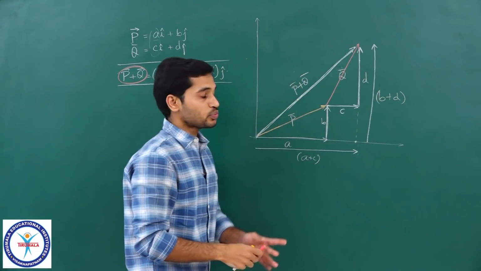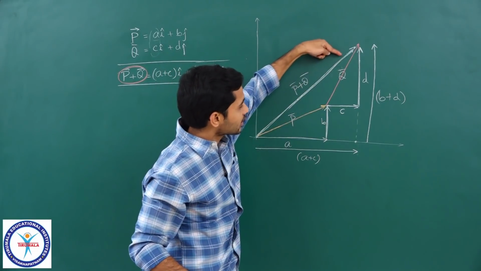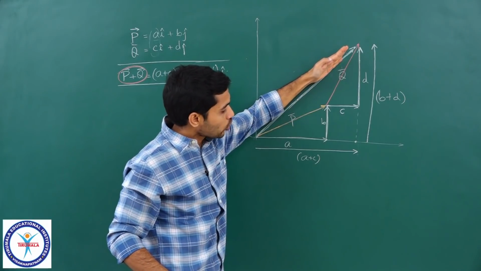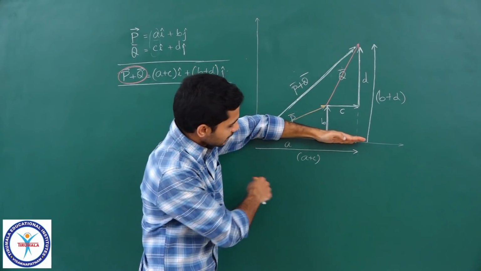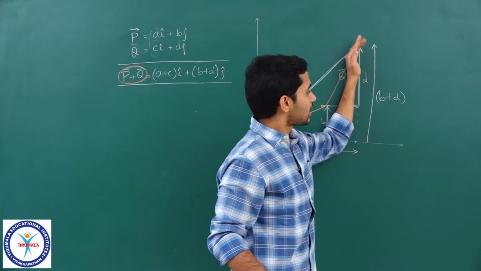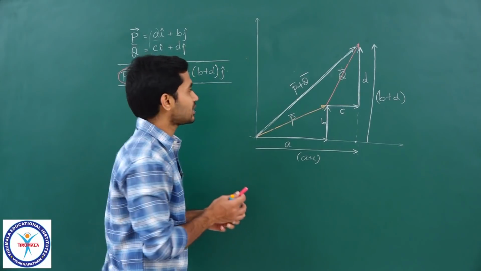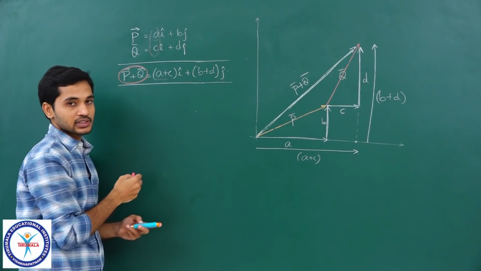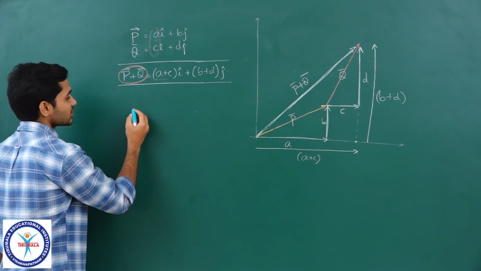So which means this resultant vector p bar plus q bar, this one, its component along x axis has a length of a plus c, and its component along y axis has a length of b plus d. So, that is how we can justify this direct addition of their corresponding coefficients. Clear? The same thing is applicable for subtraction also.